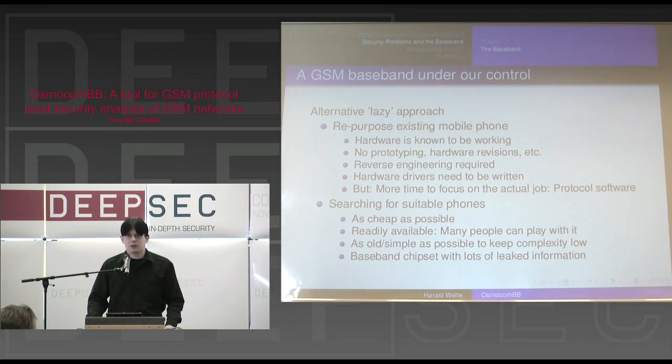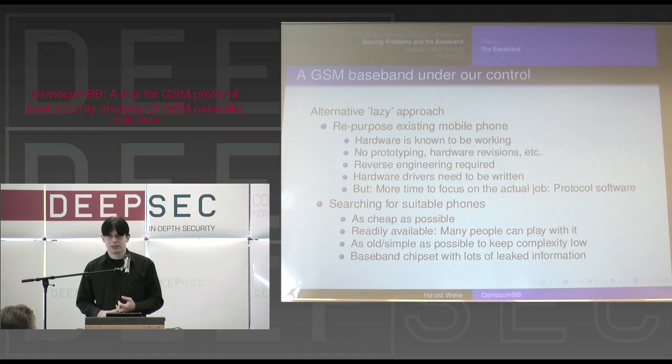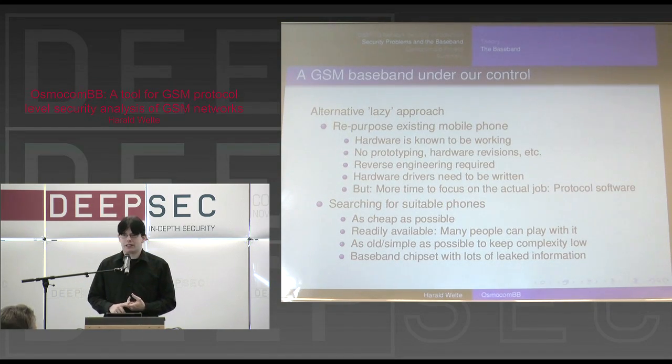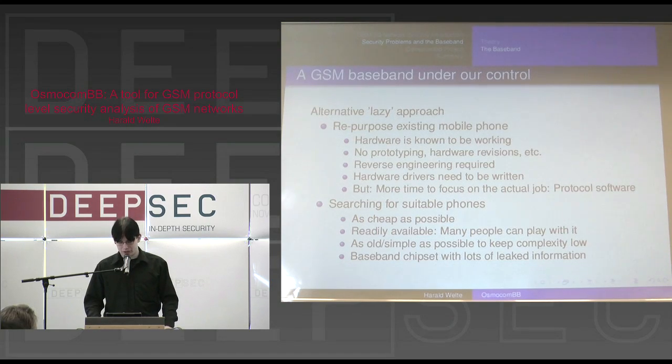And lazy means we use existing mobile phones. We know the hardware works, we don't need to do any hardware prototyping, we don't need to go through hardware revisions. We can benefit from the economies of scale, since those phones are manufactured in large quantities, no custom hardware, so it's really, really cheap. And we have, in the end, more time to focus on writing the protocol software rather than doing hardware design. So we searched for suitable phones which should be as cheap as possible, as widely available as possible, so most people can obtain them.